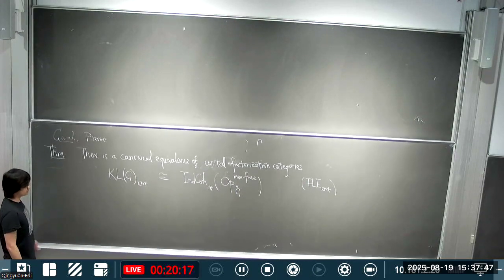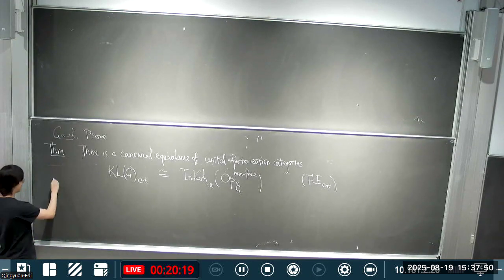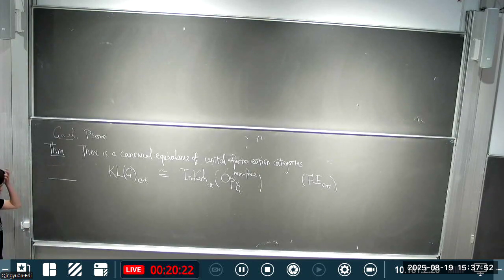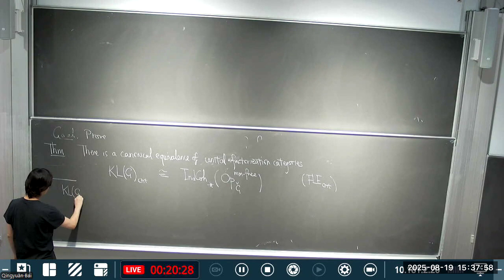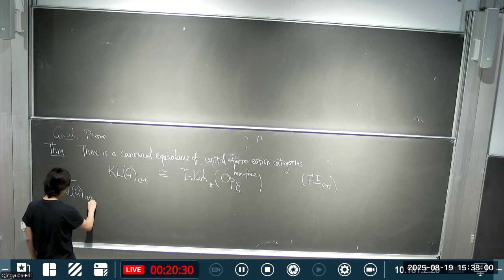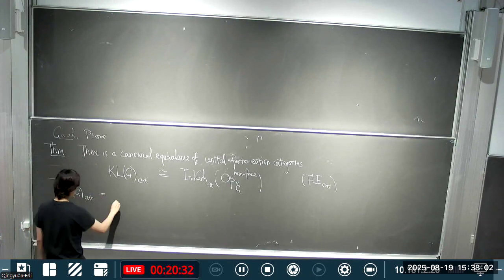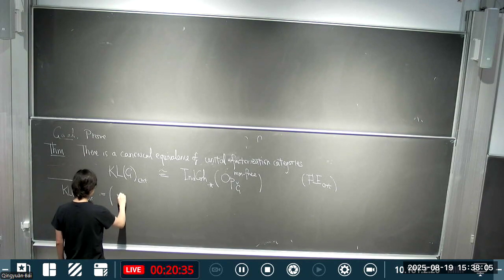So let's first begin by recalling what the two sides are. What do these things mean? First, KL of G grid is this factorization category defined to be Kac-Moody representations.